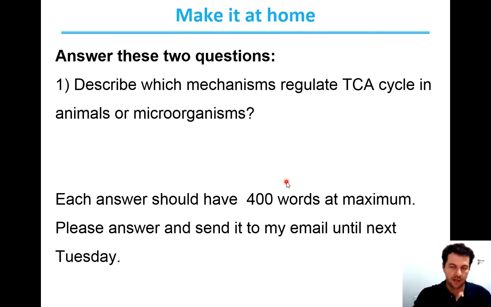Okay, so make it at home. Please, we talked about TCA cycle regulation mostly in plants. Some of these regulations also occur in other organisms, but to have a clear idea about how the TCA cycle is regulated in other organisms, please describe briefly how these TCA cycles are regulated in animals or microorganisms or whatever, not in plants. Okay, because for plants I have already told you a lot. Again, the same thing: each answer should have a maximum of 400 words, not more.